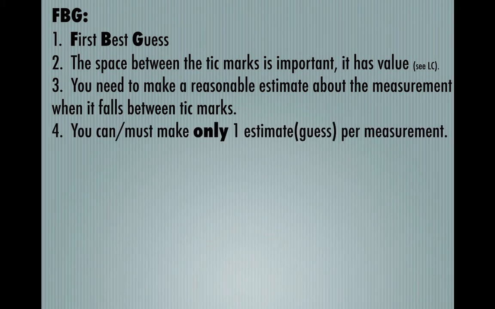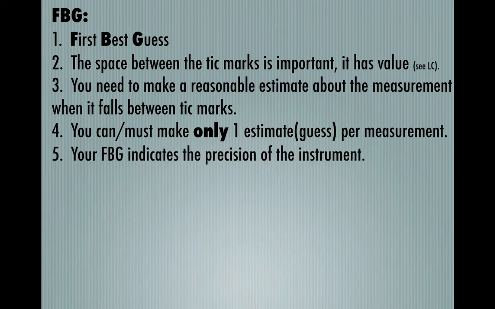The rule is, however, that you can only make one guess. And you have to make one guess. So you're reading the instrument, you get to the point where you have to guess, you guess that one, and then you're done. But you have to guess that one. You can't just leave it off.